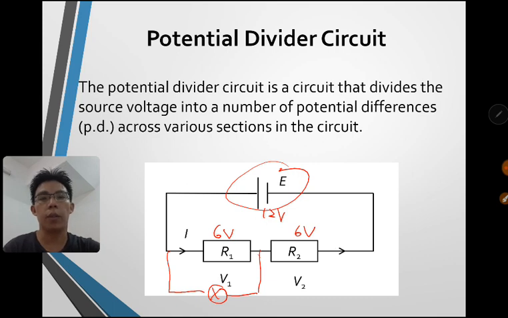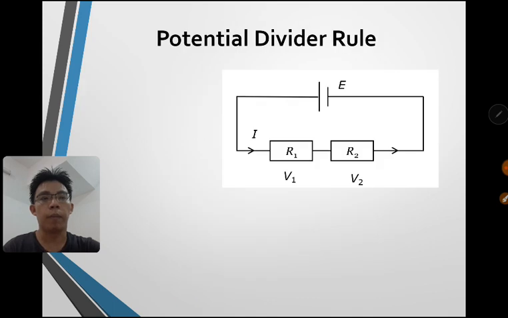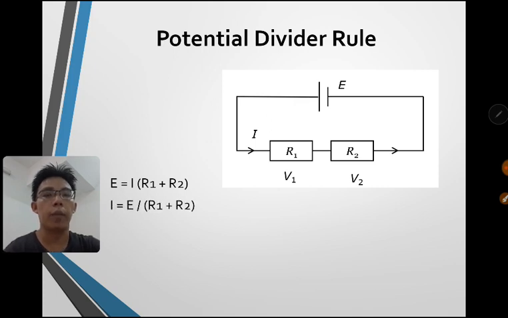Alright, so we are going to now look at how to get the equation to calculate the PD across one of the resistors, or part of the resistance in that series. So the overall idea is to get rid of the calculation of the current. Alright, let's start with that. To get the equation, first of all, we have E equals I (R1 plus R2), and we rearrange into I equals E over (R1 plus R2).